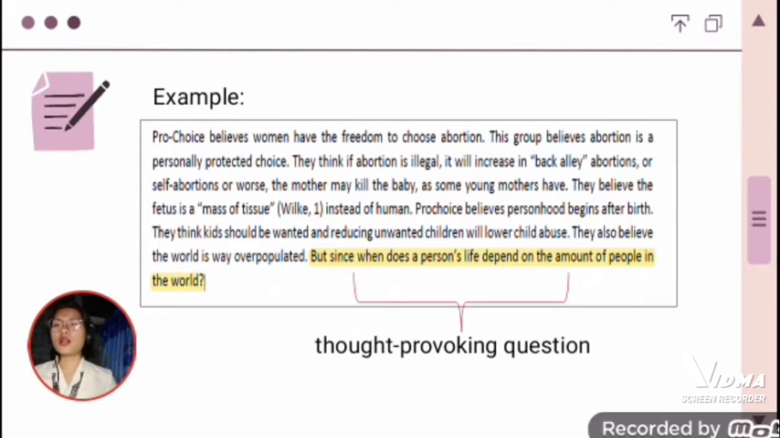Here's an example of a conclusion which consists of a thought-provoking question. So the author in here stated that, but since when does a person's life depend on the amount of people in the world? Okay, so that's how he ended his persuasive essay. So again, a persuasive essay has a title and three parts, namely the introduction, body, and conclusion.